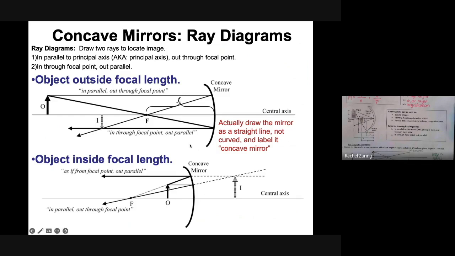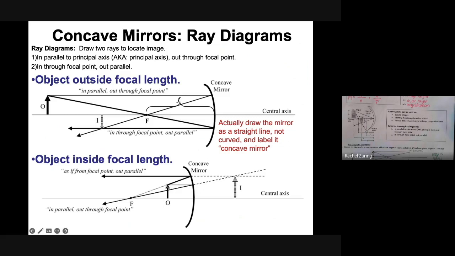Again, we're going to draw our mirror line as straight. The same rules apply, but we're starting to create a virtual image, so some of our lines have to go backwards from where the mirror is into the virtual world. Our first line, when the object is inside the focal length, went in from the object parallel, and then out through the focal point.